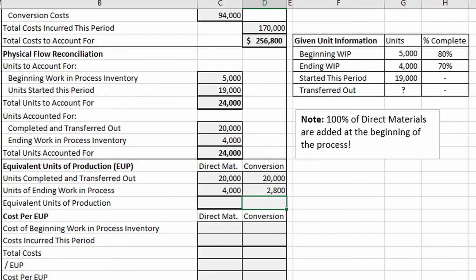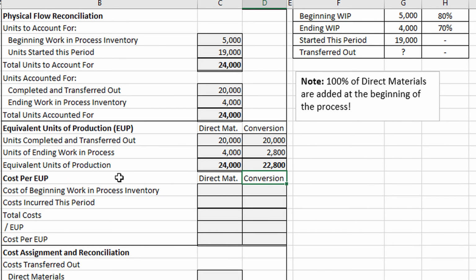Next, we can find the total equivalent units of production by adding up the previous two rows. So for direct materials, that's 20,000 plus 4,000 equals 24,000 total equivalent units of production, and for conversion costs, that's 20,000 plus 2,800, which equals 22,800 equivalent units of production. Next, we can calculate the cost per equivalent unit of production. And here is going to be another difference between the weighted average and FIFO methods.